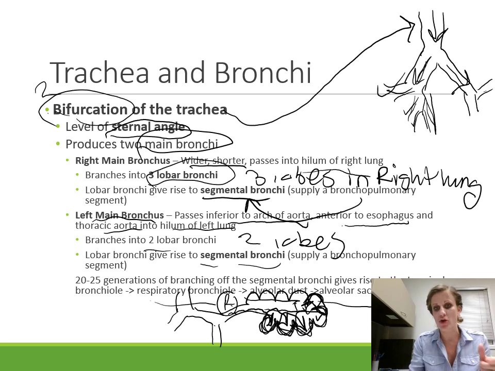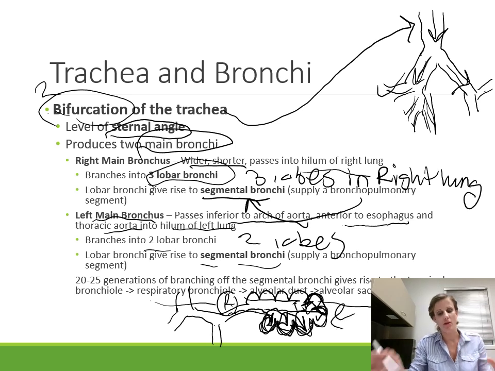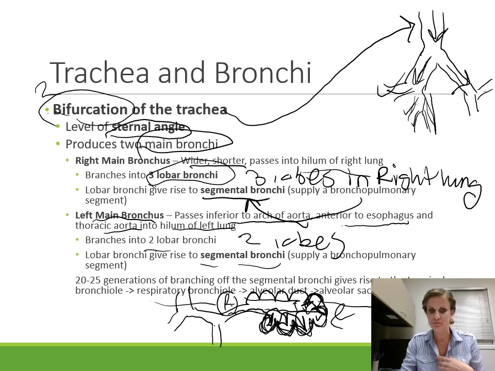So the respiratory bronchiole is feeding this one alveolar sac. And the walls of the respiratory bronchiole are actually thin enough for gas exchange to occur. Most of the gas exchange is happening in the alveoli just because of the massive surface area. But there is some gas exchange that can happen in the respiratory bronchiole because it is so small. That can't happen in the rest of the bronchial tree.